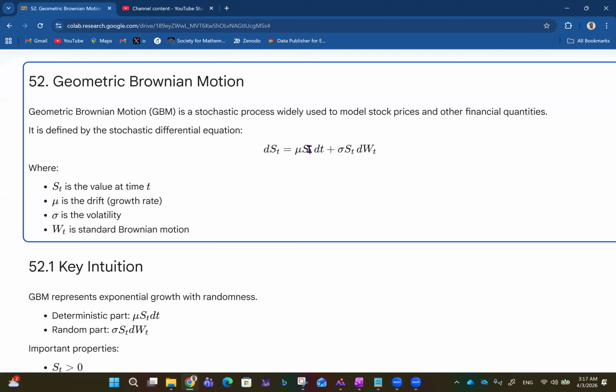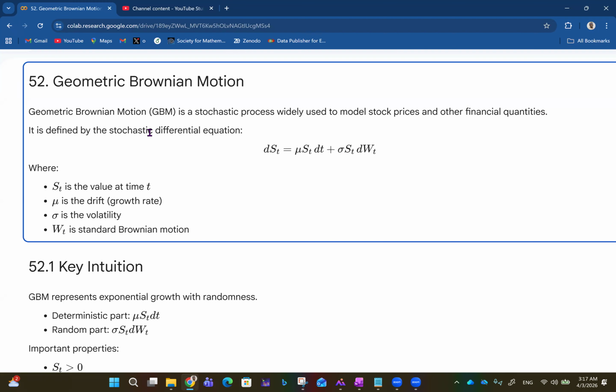So dS of t equals mu S of t dt plus sigma S of t dWt. So the S of t here makes it geometric. So if you remove S of t from each of these, it becomes the regular Brownian motion. So geometric Brownian motion, GBM, is a stochastic process widely used to model stock prices and other financial quantities.